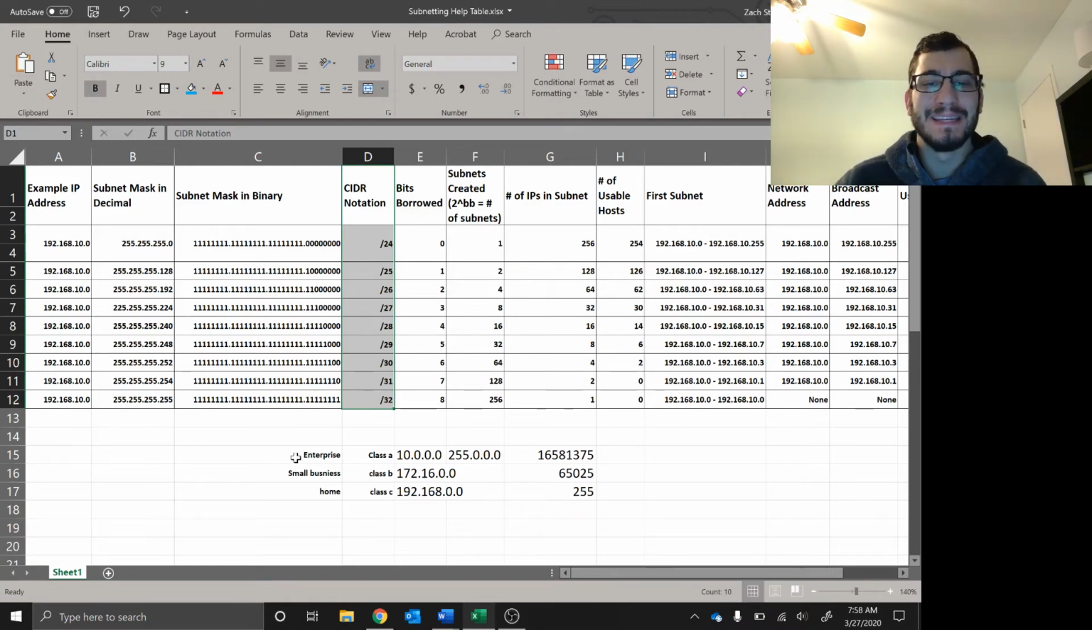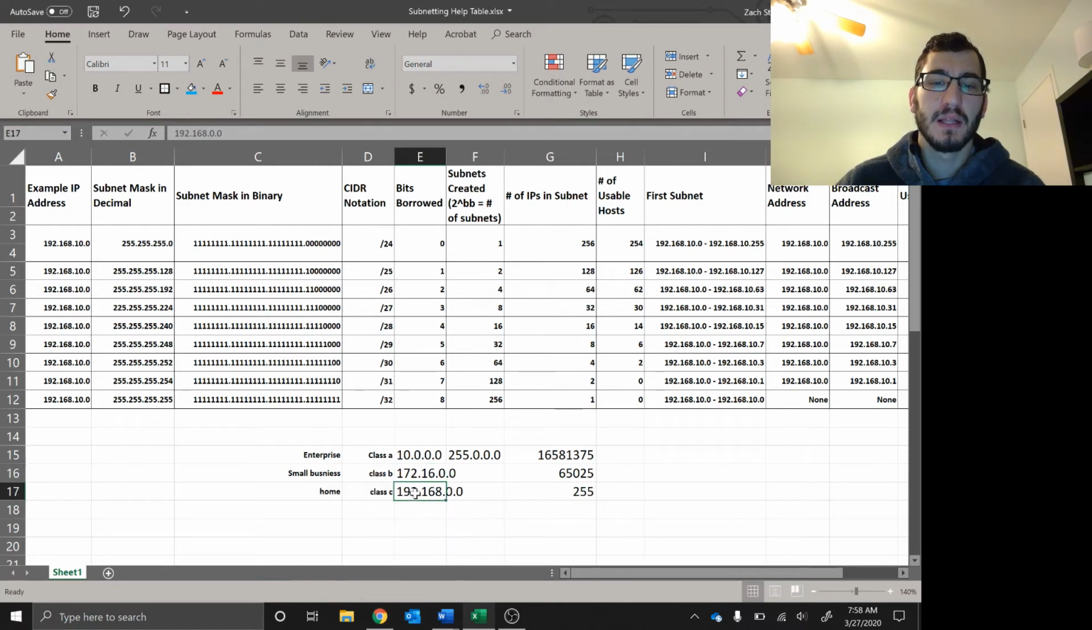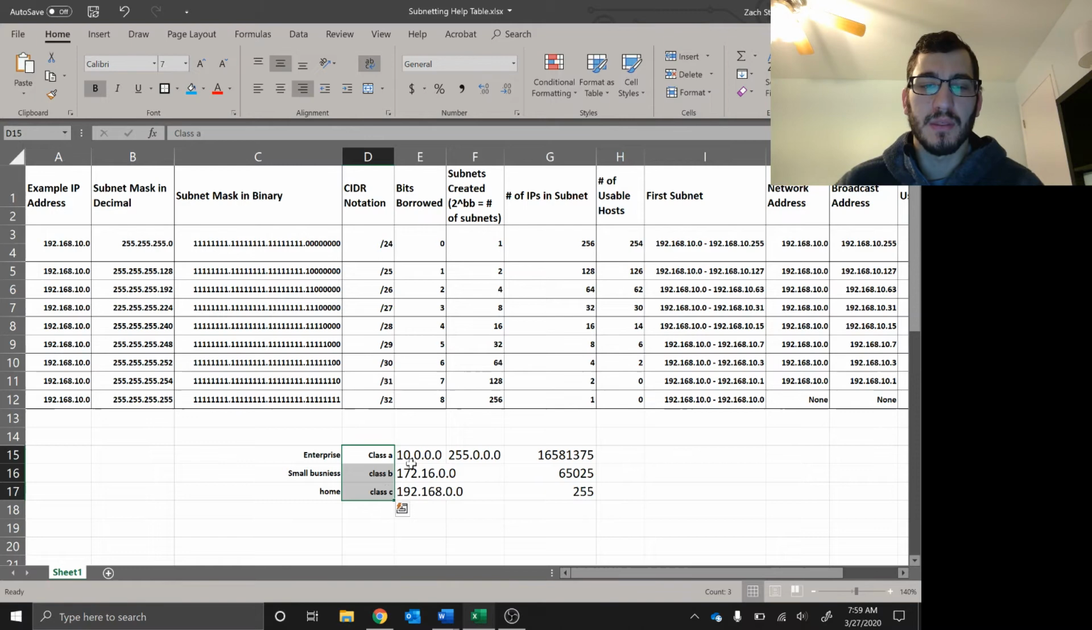You kind of need to know, but you kind of never will use. Just know that 10 is class A, class B is 172, class C is 192. As the letters get further along in the alphabet, the numbers get bigger. So I'll leave this here for you.